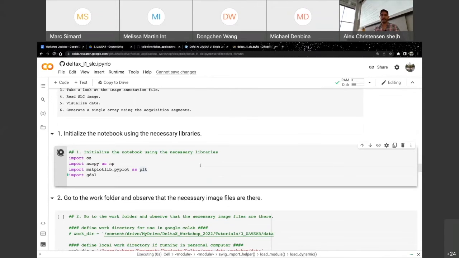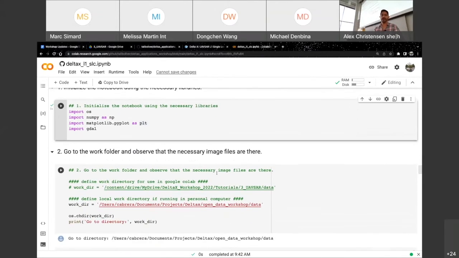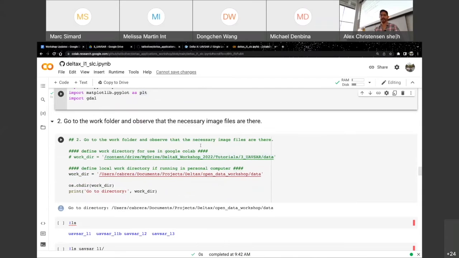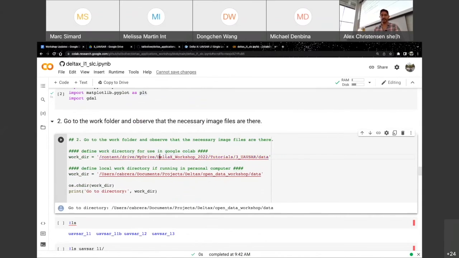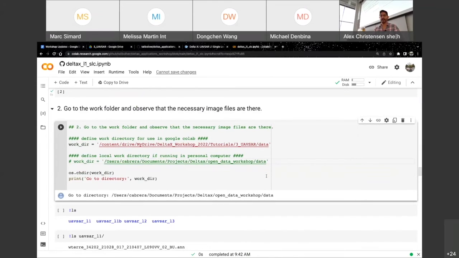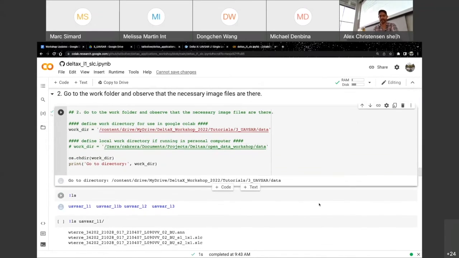So we can run the libraries. You are probably already familiar: NumPy for arrays, Matplotlib for plotting, and GDAL for raster handling. The second part, again, you are very familiar. We uncomment the work directory so that it matches our Google Drive, comment the one that is the local, and we can inspect what is inside this folder.